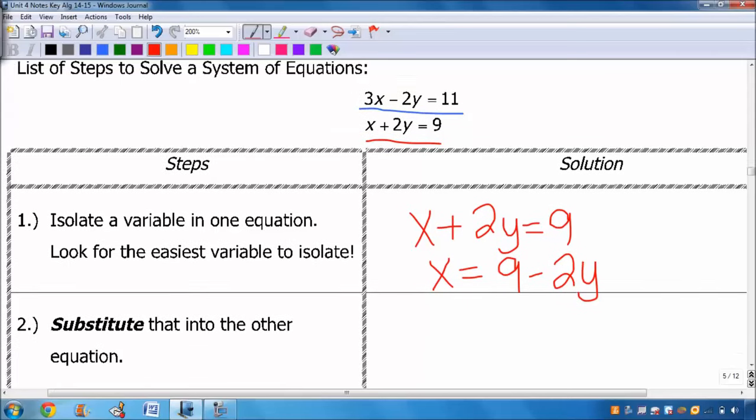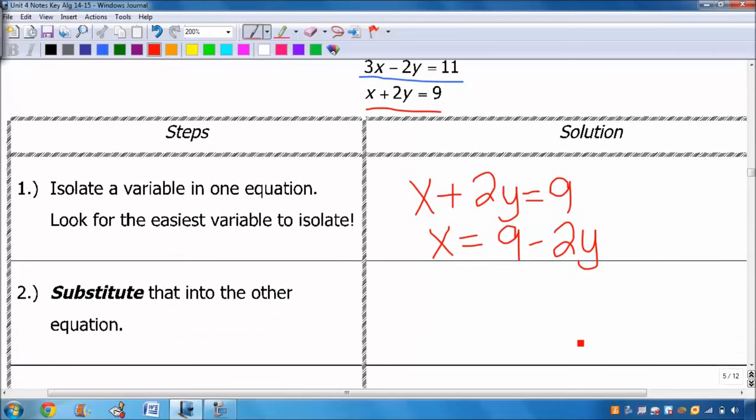Okay? Now, the reason why this method is called substitution is because you are going to substitute that into the other equation. So make sure that when you take this and you plug it into the other equation, not the one you isolated the x in, because if you plug it back into the one that you isolated x in, you'll end up getting 0 equals 0, which really isn't very helpful to you. Okay, so let's go ahead and plug it in.